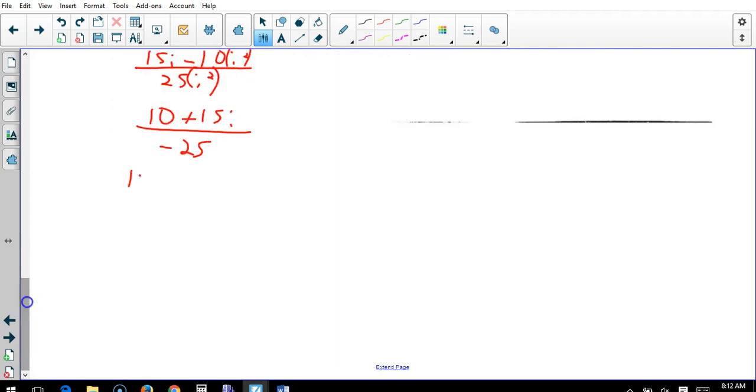Because I can write this as 10 over negative 25 plus 15i over negative 25. Which is going to be, 5 goes into 10 twice, negative 2/5, minus, 5 goes into 15 3 times, 5 goes into 25 5 times.